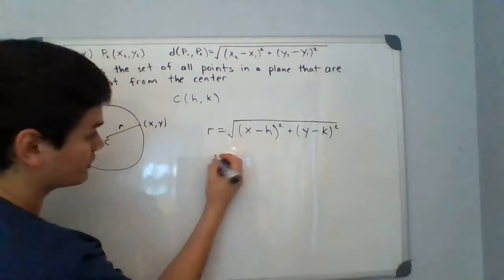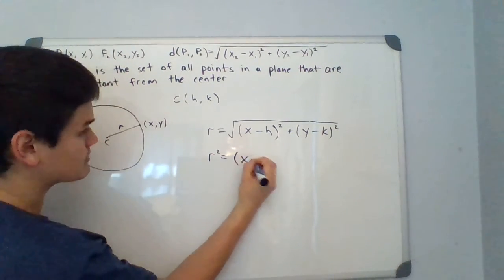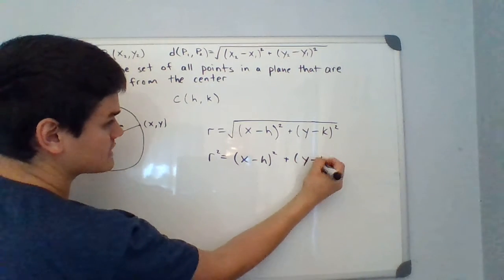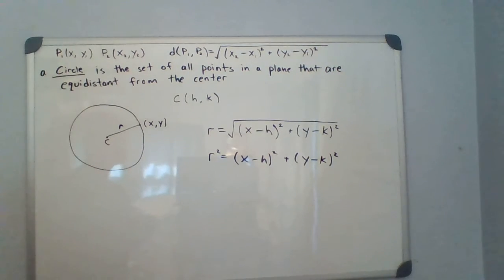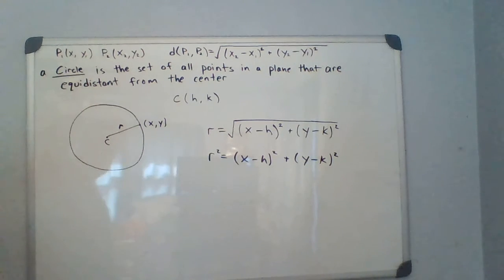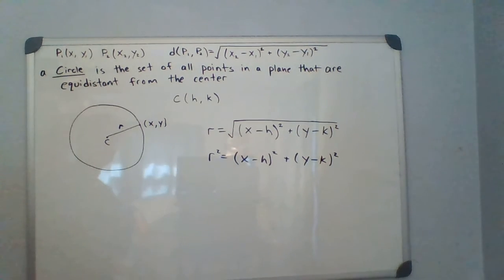So this also gives us another equation. r squared is equal to (x minus h) squared plus (y minus k) squared. And this is the form you'll probably most commonly see it in. You won't see it in this square root form. You'll more commonly see it in this form here. So I'll go ahead and go on to the examples now, because I think it'll be more instructive than this.